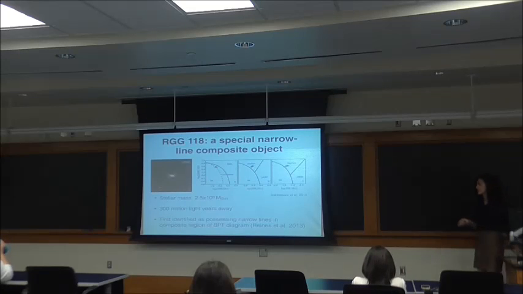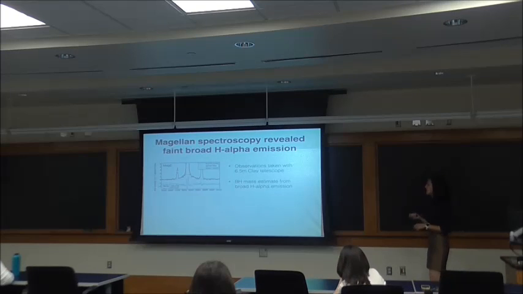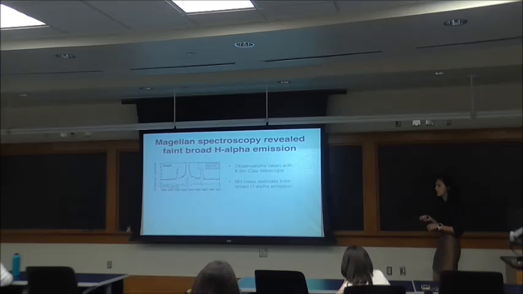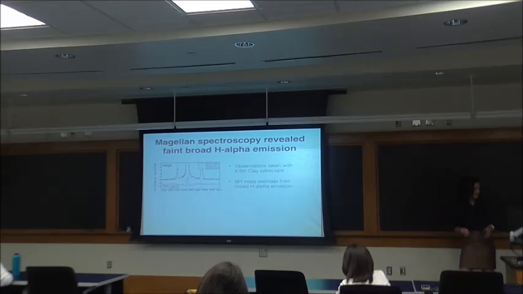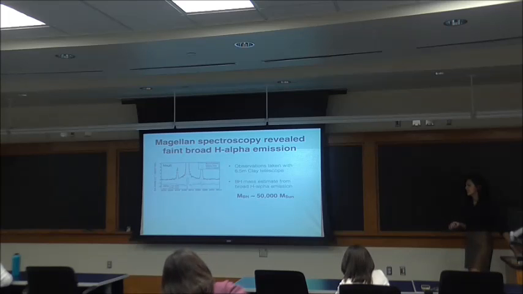In the Sloan spectroscopy, we also saw hints of broad H alpha emission, but it was just below the flux detection threshold. With our follow-up Magellan observations, we clearly detected faint broad H alpha emission with a full width at half max of about 800 kilometers per second. And we can use this to get a black hole mass estimate, which gives us about 50,000 solar masses, which is one of the lowest mass black holes detected at the center of a galaxy.